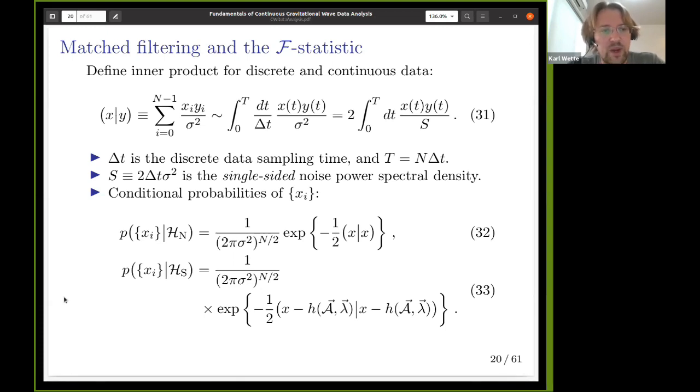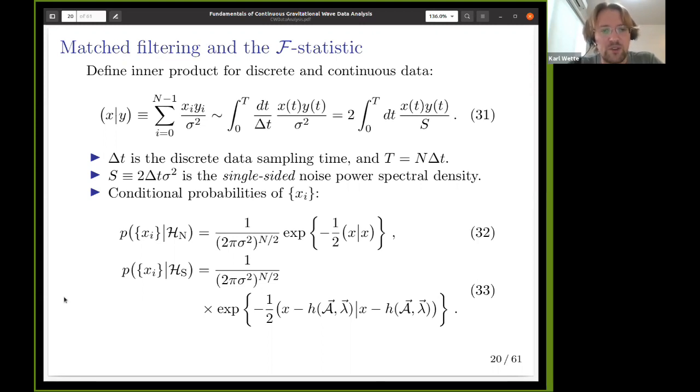And another way of writing the noise variance sigma squared is in terms of something called S, which is a single-sided noise power spectral density. If you take a spectrum of a real data set, it's symmetric about zero frequency. So you can take the negative frequencies and add them to the positive frequencies, and that gives you a single-sided spectrum. The value of that is our single-sided spectral density. That's how it's defined.